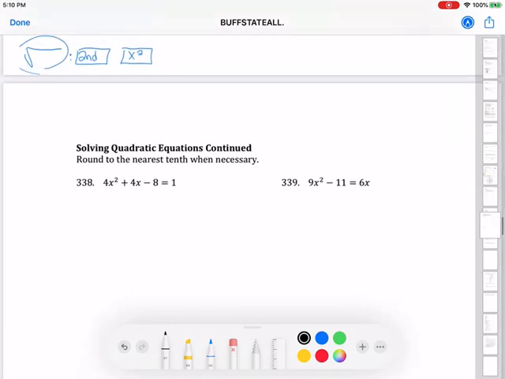Before we move on to these examples, the first thing I want you to do at the top of the page is write the quadratic formula. You can just copy from the last page, or you can copy it from me. I'm writing it too.